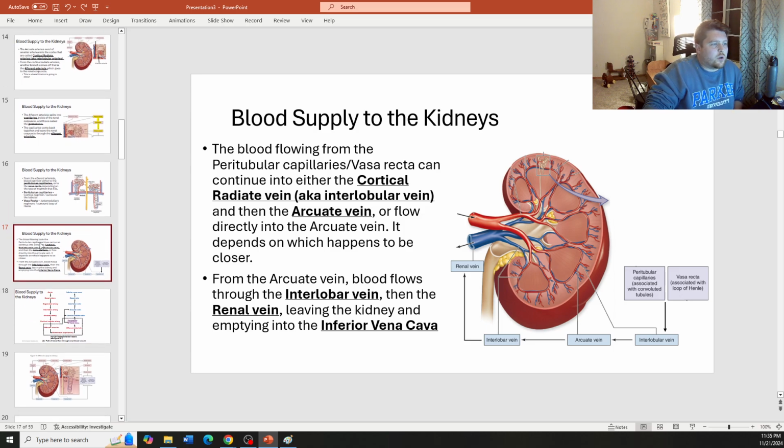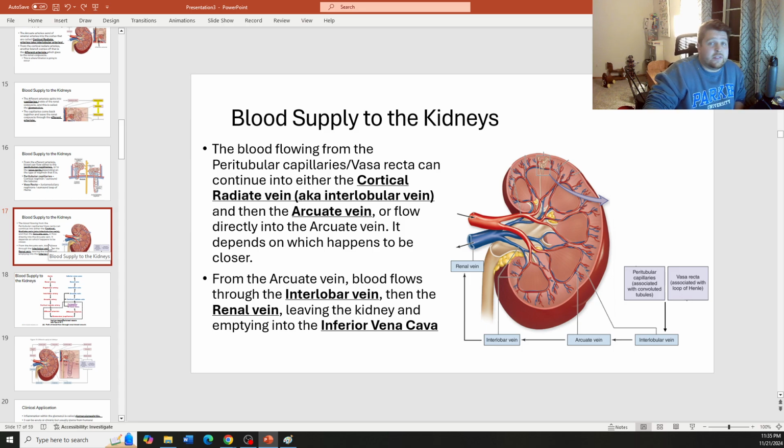From there, it's going to continue in that reverse order of naming, and it's going to follow its path back until it gets back out the renal vein, right back out of the hilum. With a tiny exception, from the peritubular capillaries or the vasa recta, whichever it's coming from, it'll either enter back into that cortical radiate vein, also known as the interlobular vein, and then go into the arcuate vein, or if it's directly attached to the arcuate vein, it can skip the cortical radiate vein. Okay? That's a little bit more in depth than we necessarily need to know. If you get a specific question about it, okay.